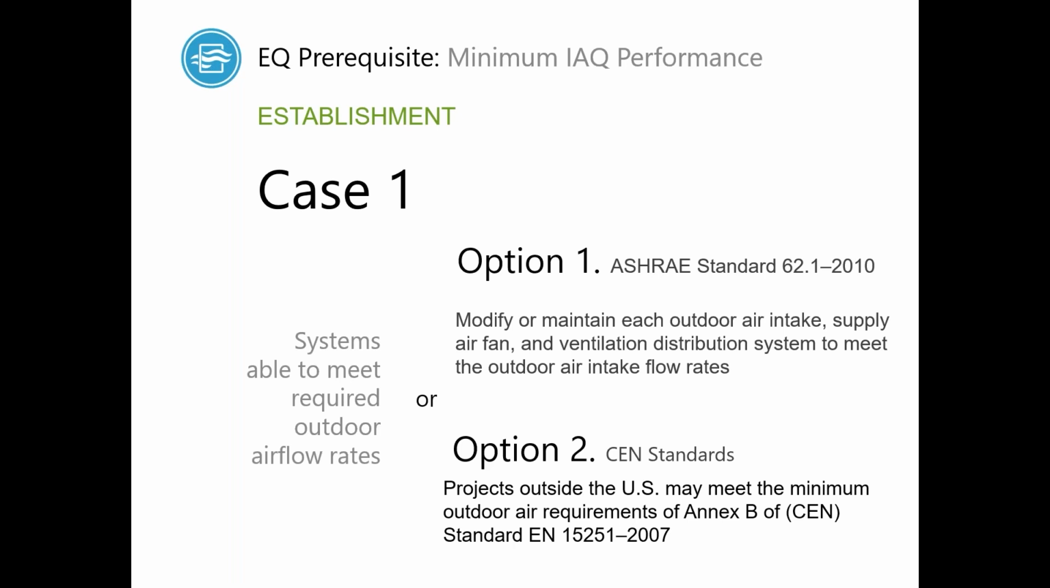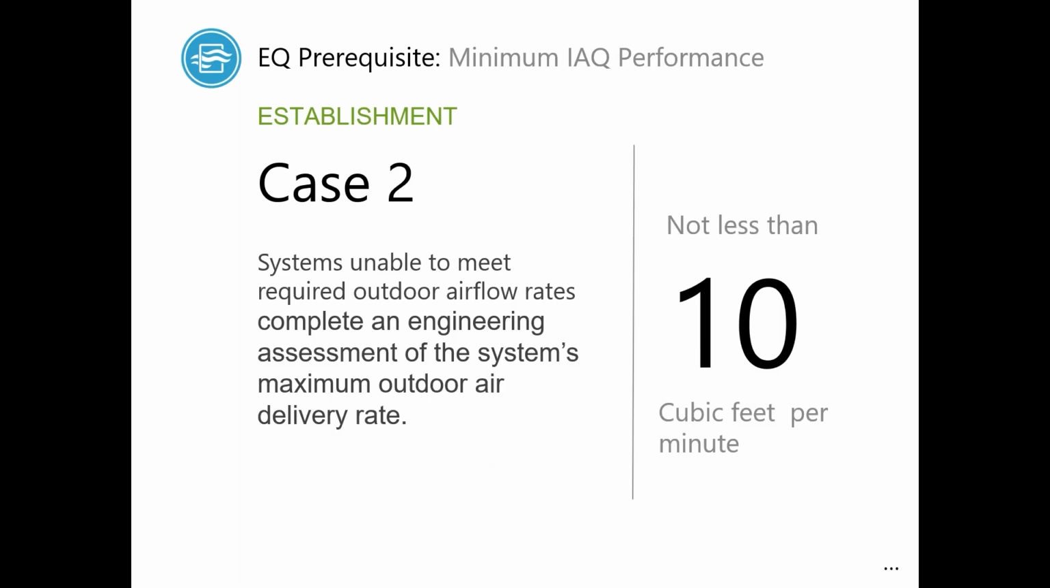But let's say your building doesn't meet ASHRAE 62.1, there's the option for case 2. If you can't meet those outdoor airflow rates, then you want to do an assessment of the outdoor air delivery rate and make sure that there's no less than 10 cubic feet of fresh air brought into the building per minute. That would take an engineering assessment, but what you want to remember is 10 cubic feet per minute if you're not able to meet ASHRAE 62.1.